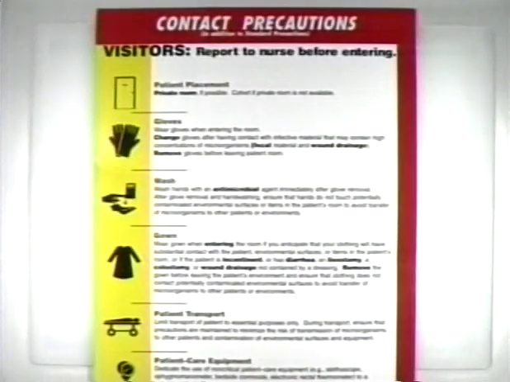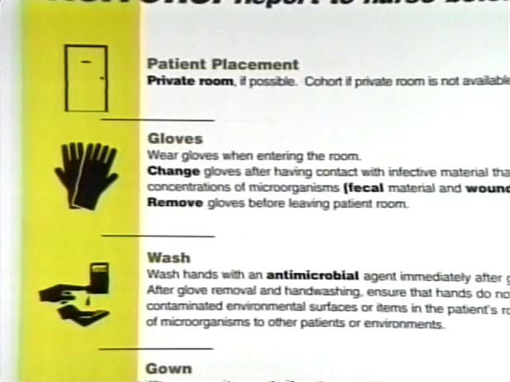And, for example, a resident who has an additional diagnosis of scabies will require that you also use contact precautions. Contact precautions include a sign on the door requiring visitors to report to the nurse before entering the room. The patient should be placed in a private room if possible. Cohort if private room is not available. Wear gloves when entering the room.